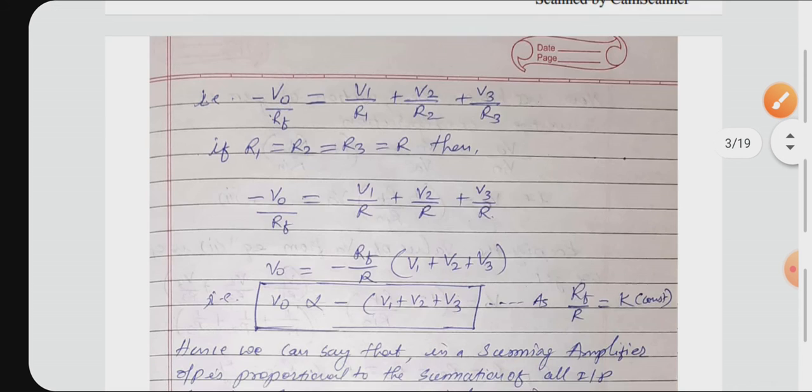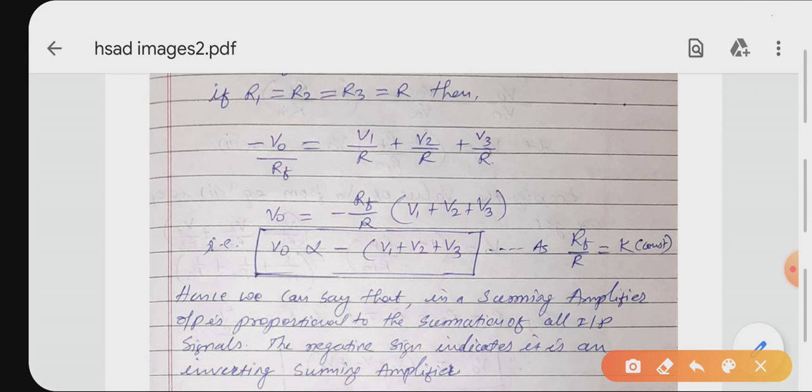After simplification, finally you will get VO is equal to minus RF by R, by considering R1 is equal to R2 is equal to R3 is equal to R, means all resistors are having equal values. You will get the equation for VO like this, and RF by R is a constant value, minus RF by R. So finally you will get the equation for output voltage as VO is proportional to minus of V1 plus V2 plus V3. This negative sign indicates it is an inverting summing amplifier. Okay, and output is summation of all the inputs.